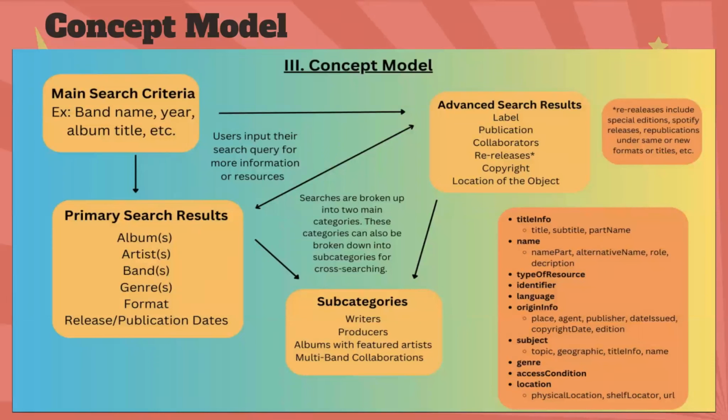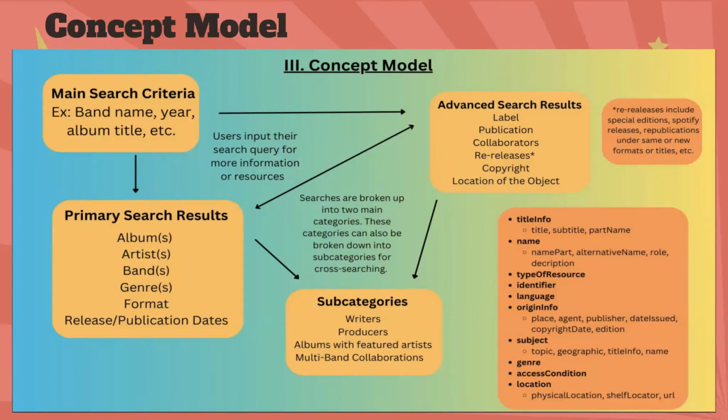This is the concept model for our schema. The main search criteria is what users would input to search through the collection. So inputting something like a band name would then lead them either to the primary search or the advanced search, depending on how deep they want to go into the collection.